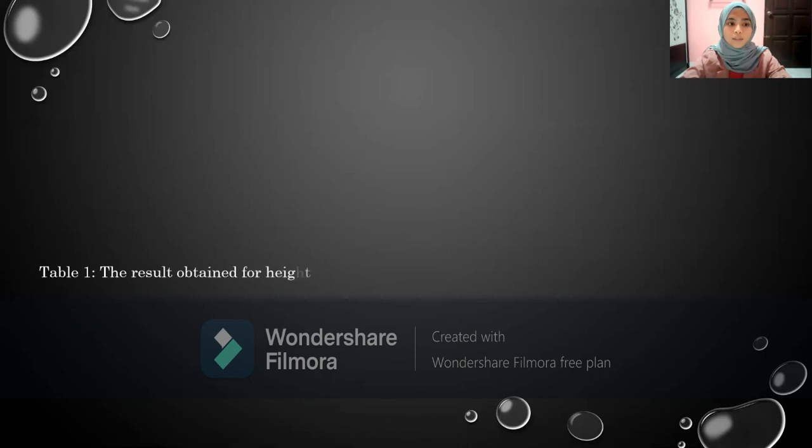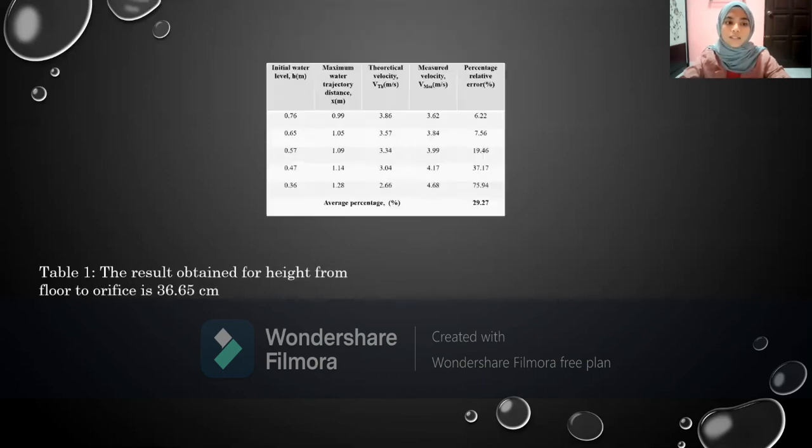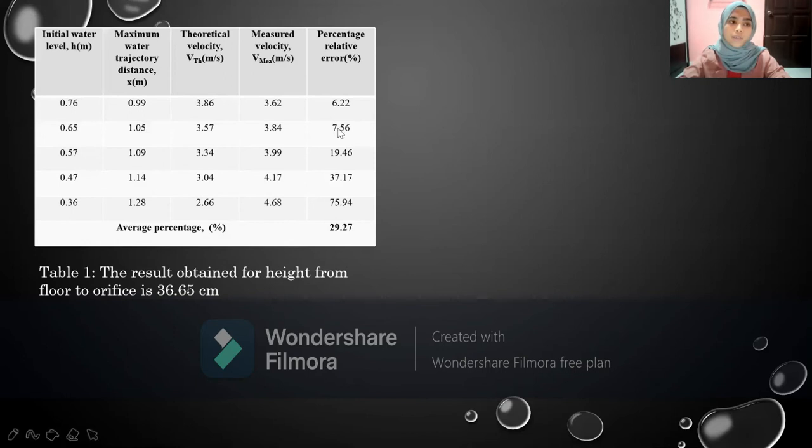So for table 1, the result obtained for the height from floor to orifice is 36.65 centimeters. When the initial water level is 0.76, the maximum water trajectory is 0.99. The theoretical velocity is 3.86, the measured velocity is 3.62, and the percentage relative error is 6.22. So basically, we use the previous formula to calculate all of this.